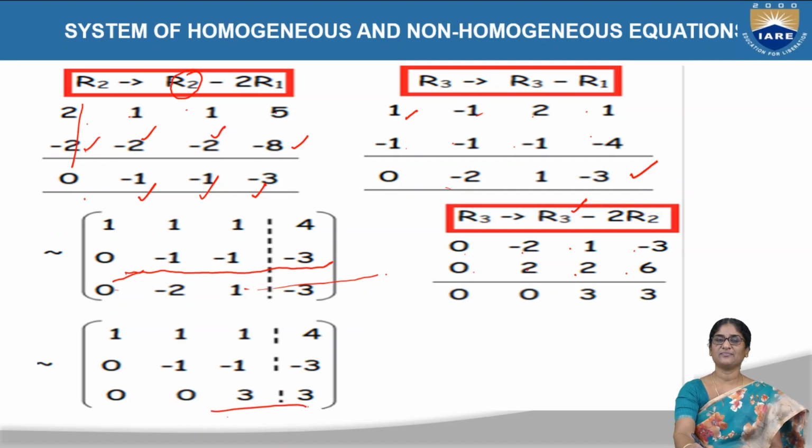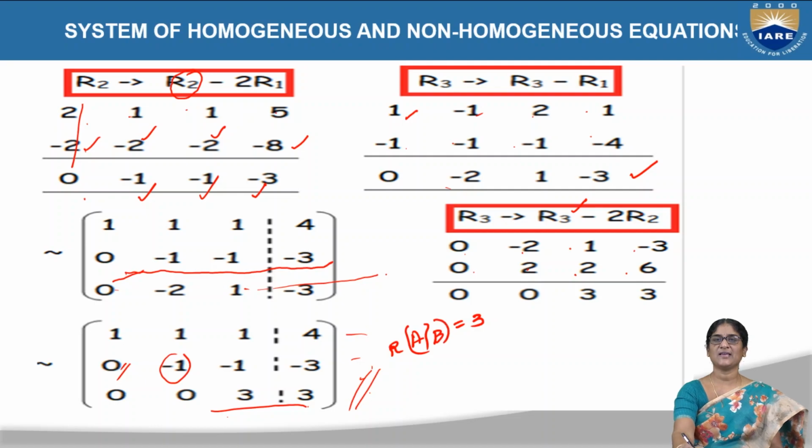Now you can see that in the matrix we have got, we can't change any other number to 0. If I try to convert this minus 1 to 0, I should make use of the value in R1 or R3. Suppose I use R1, then the R2 first entry will change from 0 to some other non-zero number, and we will get the problem back. So this is completely in echelon form, and the number of non-zero rows is 3. So the rank of the augmented matrix is 3.